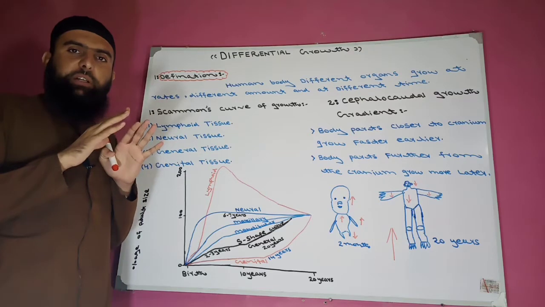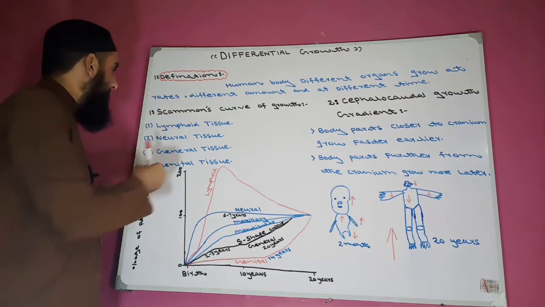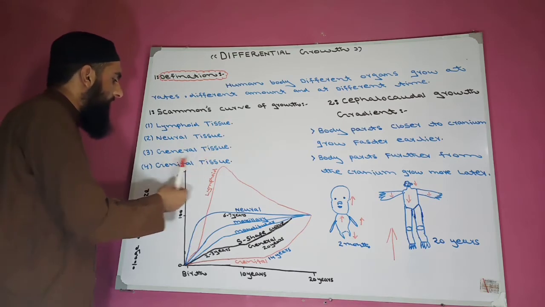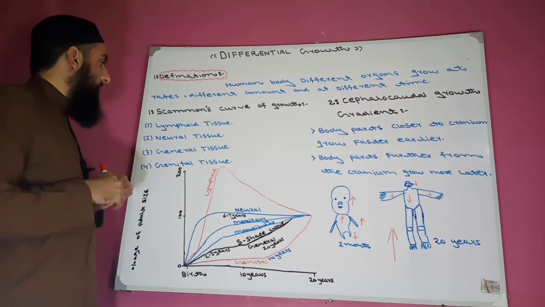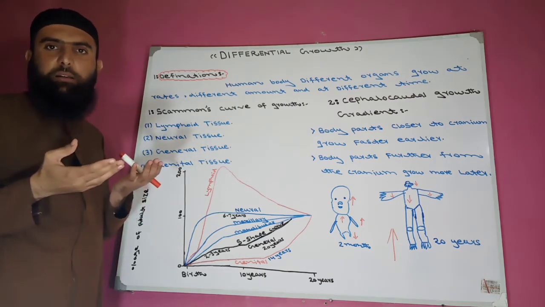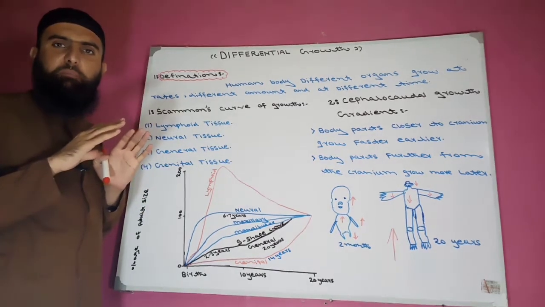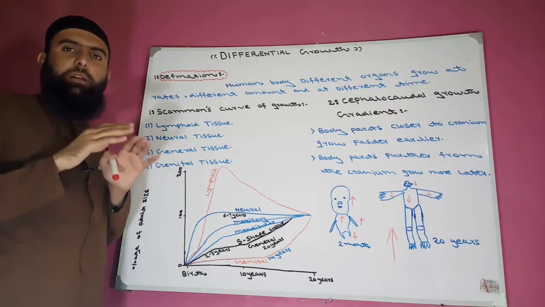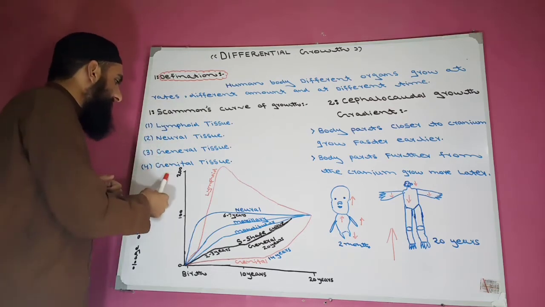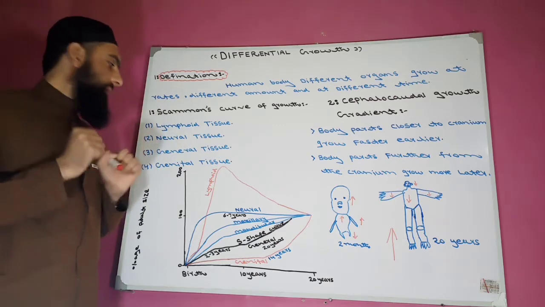Scheme and curve of growth divide the body tissue into four types of tissue. Number one, lymphoid tissue. Number two, neural tissue. Number three, general tissue. And number four, genital tissue. Now, in lymphoid tissue, the lymphatic system and lymphoid tissue are present. In neural tissue, we will study the growth of the brain. In general tissue, bone, connective tissue and muscle are involved. And in genital tissue, we will study the growth of the genital organs.